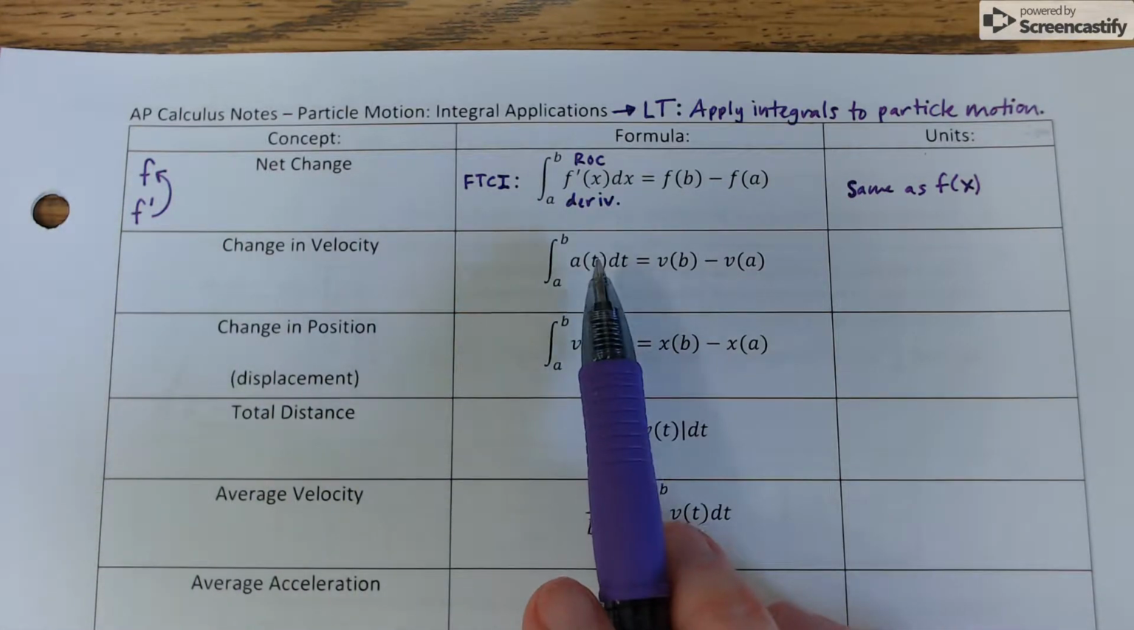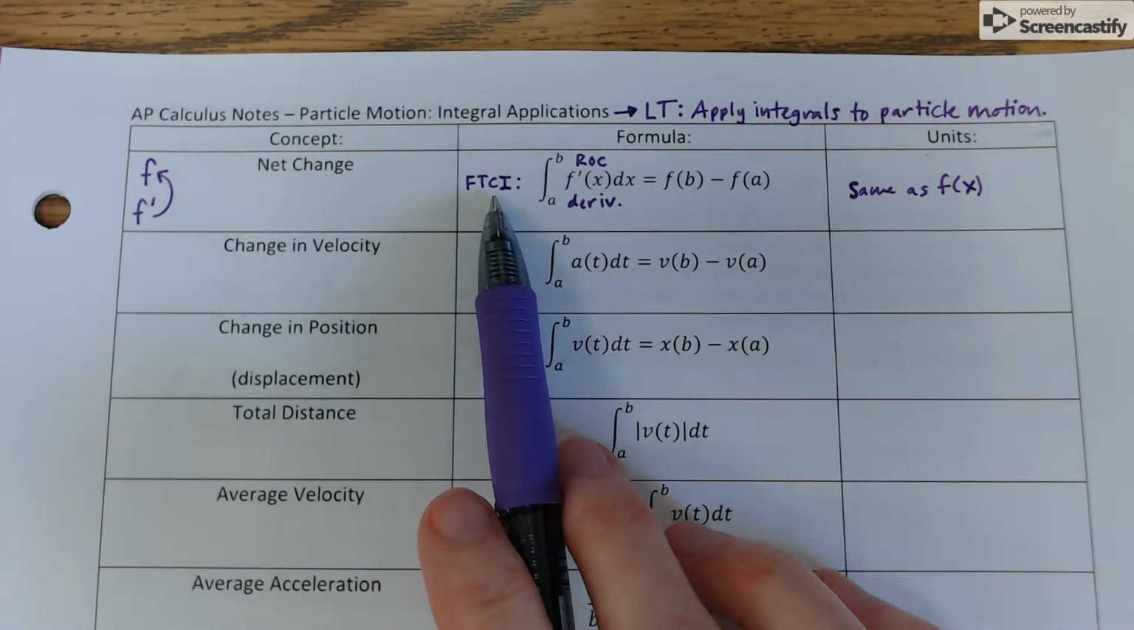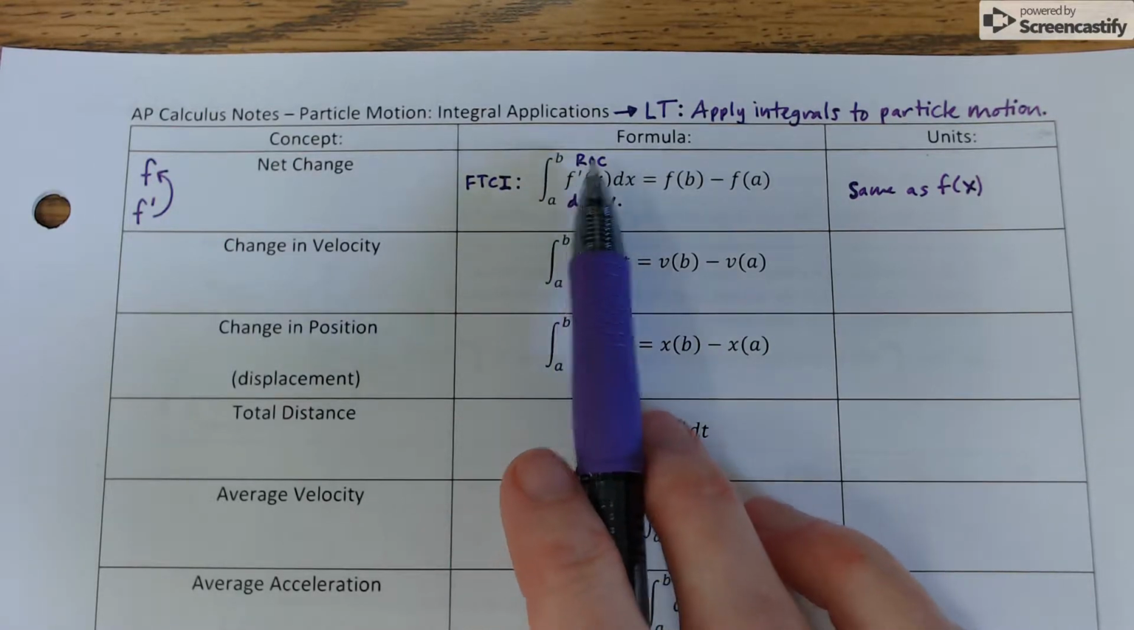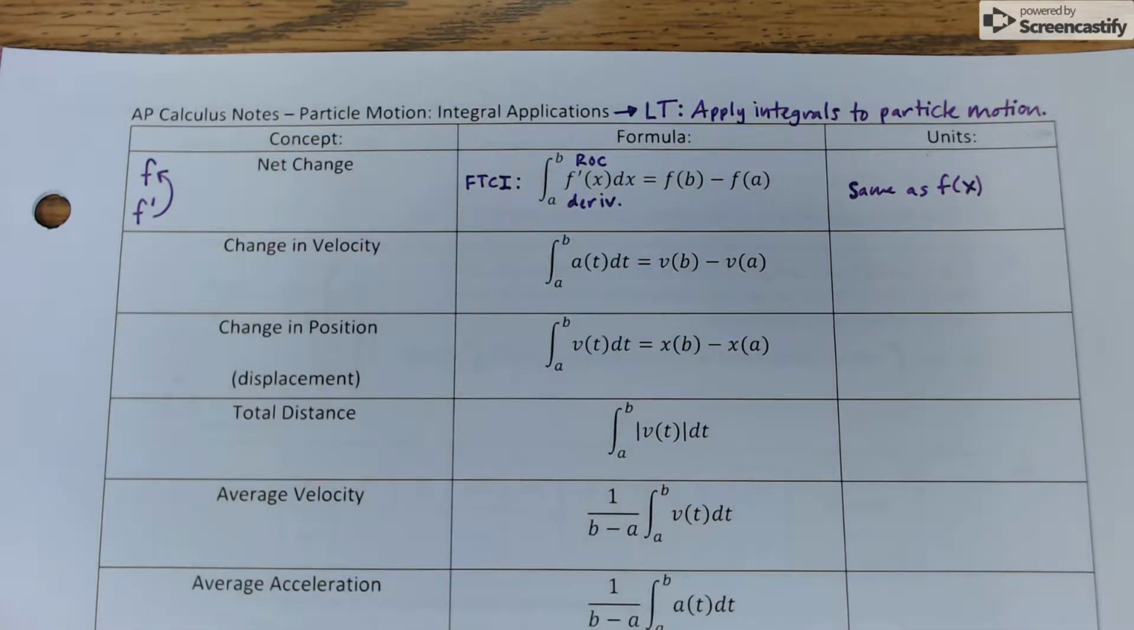So in formula form, we are actually using the fundamental theorem of calculus part 1. So we integrate the f prime, which is a rate of change or derivative, and that's equal to f of b minus f of a. And the resulting units will be the same as the function f of x.